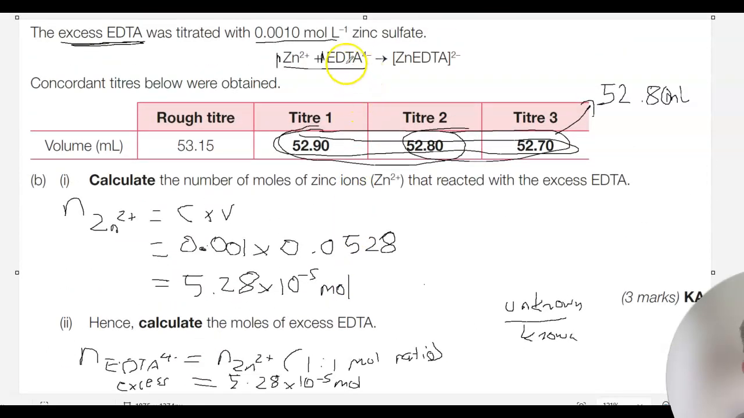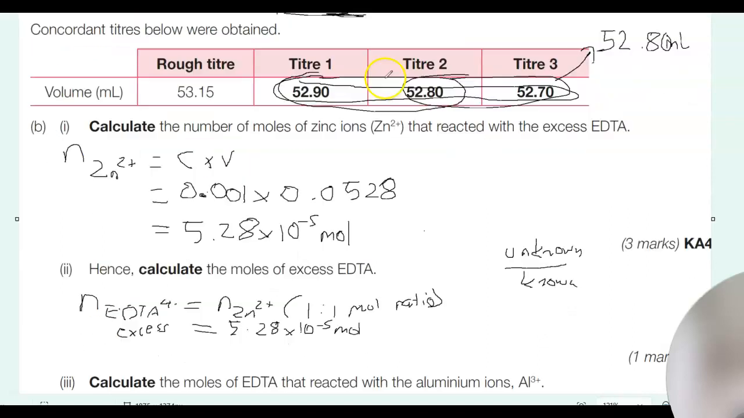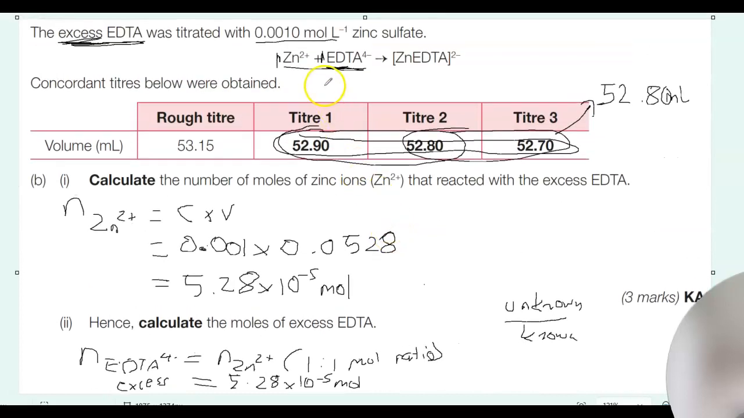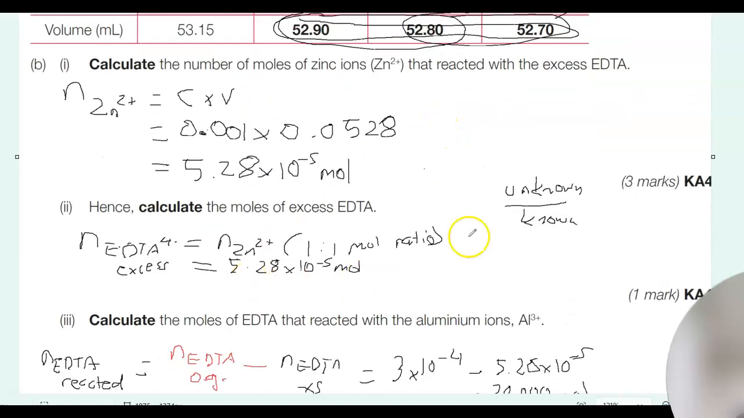So the excess EDTA is essentially this amount here, okay? And it says in the question that this is the excess that you're looking at. So what we're going to do here, this is a mole ratio question. So I'm going to say the number of moles of the EDTA in excess is equal to the number of moles of the zinc ions, which is what we just calculated up here for part 1. And the reasoning is because it's a 1-to-1 mole ratio. So if we look at this equation, it's 1 of these versus 1 mole of these. Okay, so it's the same answer.